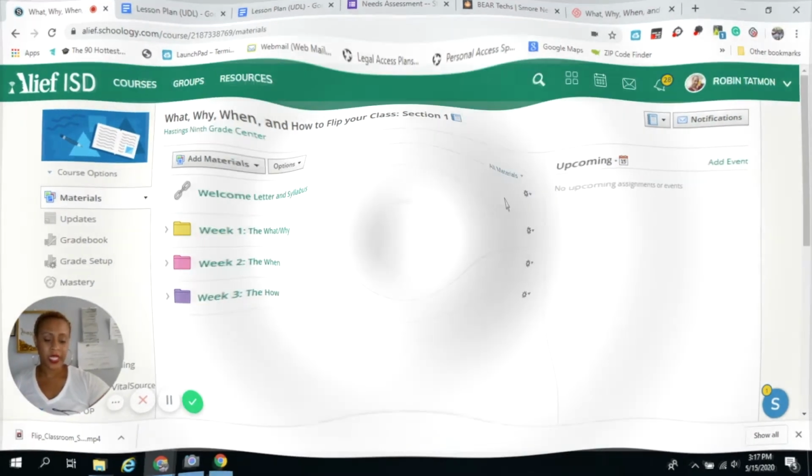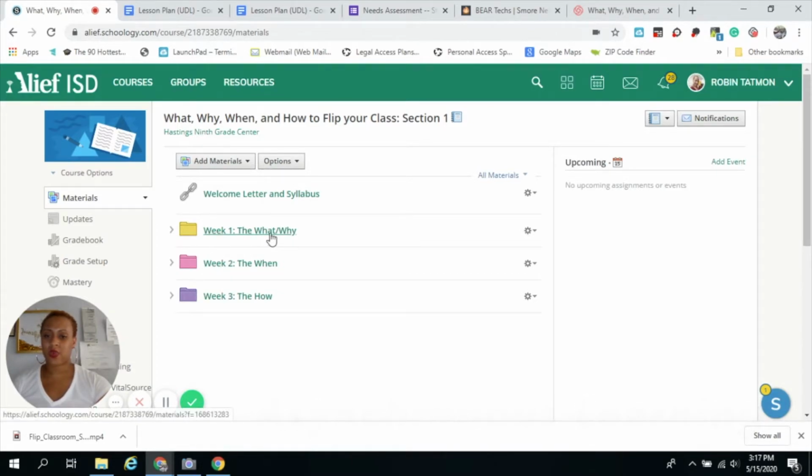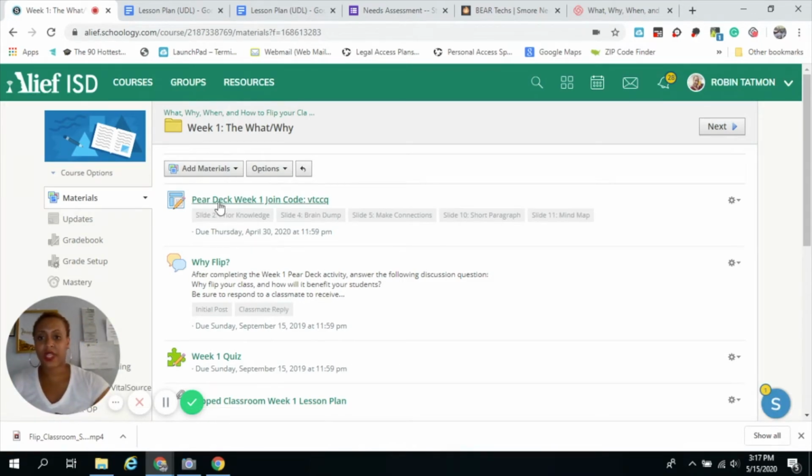Okay. Now, if you look at the structure of my asynchronous learning, I have week one, the what and the why. For that first week, I had my students doing a Pear Deck, and what Pear Deck does is allow the students to access the Google Slide interaction by using the join code, right? And so they can work on that on their own at their own pace. I just gave them a due date of when they're supposed to have it done. Notice that it says April 30th, 2020. I just adjusted that. Don't worry about that.